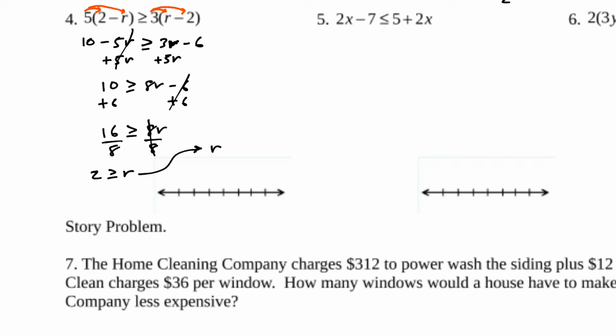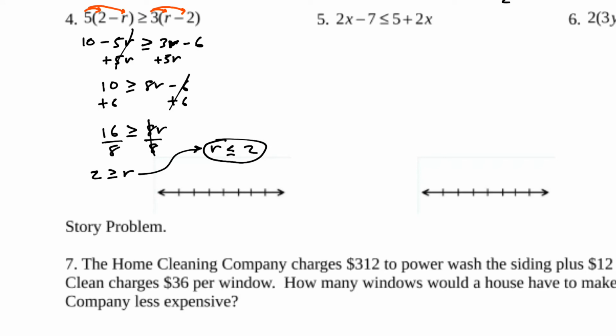I'm going to put the r on the left-hand side, and I'm going to put the 2 on the right-hand side. And again, we can see that the inequality is pointing towards the r. So when I rewrite this, it still has to be pointing towards the r, and it becomes a less than or equal to. Well, there's our solution for number 4. Now we just have to graph it.